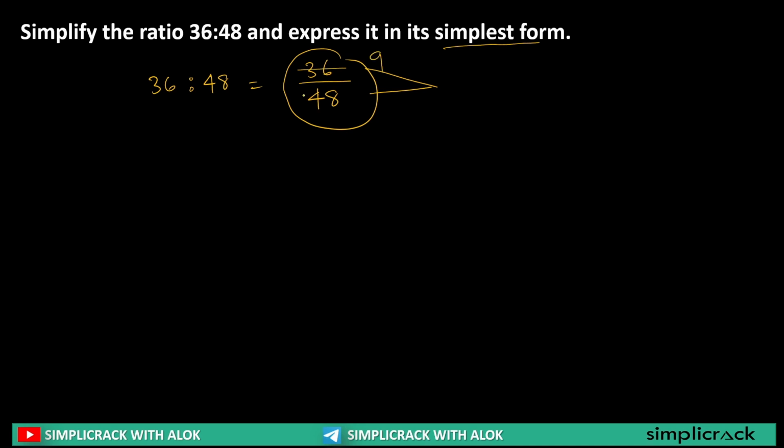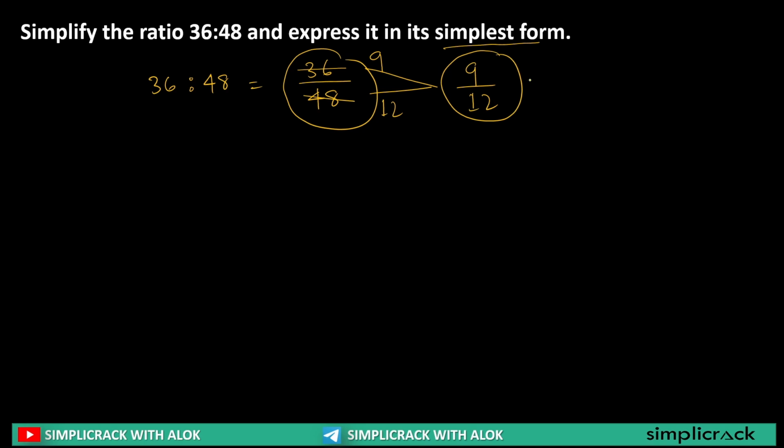Now first question: simplify the ratio of 36 is to 48 and express it in the simplest form. How will we solve this? So 36 is to 48 will be written as 36 by 48. Now the simplest form means the shortest or the smallest version of this. If I divide 36 by 4, I will get 9. If I divide 48 by 4, I will get 12. Now the shorter version is 9 by 12.